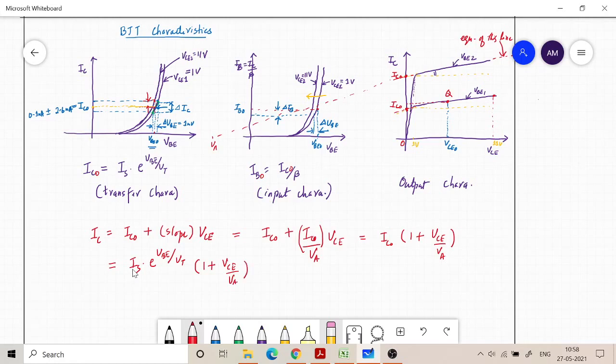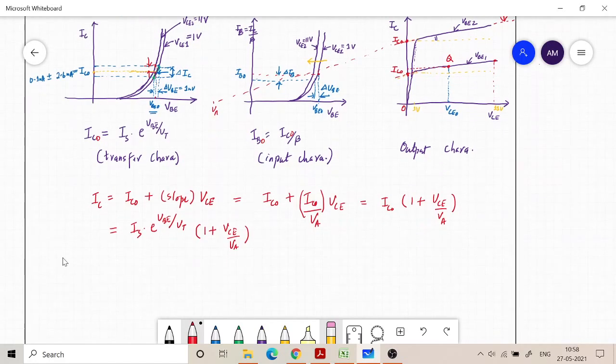So VA has to have a unit of voltage, which you can see from the graph. We defined it as the voltage at which this curve meets the x-axis, or the voltage axis. So it is basically how much voltage away from the origin. This voltage VA is called the early voltage. Early is the name of the person who came up with this model.